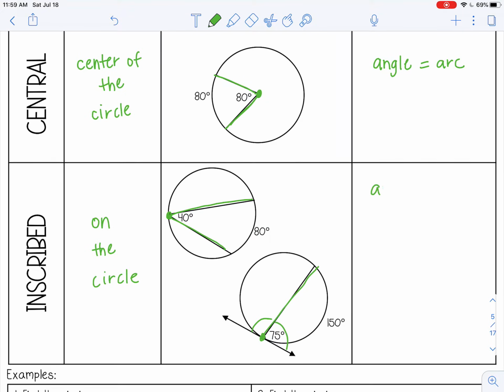And the formula is angle equals arc divided by 2, or angle equals half the arc. And as you can see, 40 is half of 80, and 75 is half of 150. So let's try some examples with these.